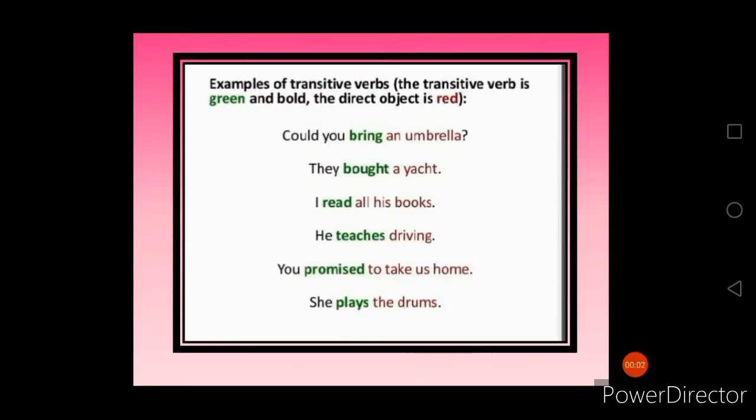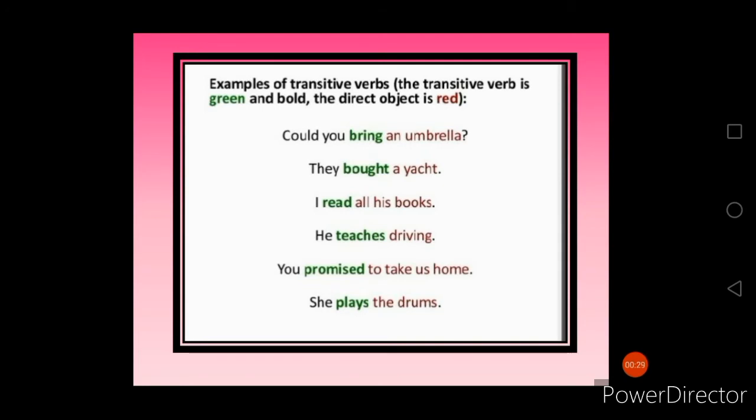So remember students, if there is an object after the verb, that is called as a transitive verb, and if there is no object and have any adverb or adjunct, that is called as a intransitive verb. Okay students, here I have listed some of the examples for transitive verbs, and in this examples the transitive verbs are highlighted in green color and the direct objects are highlighted in red color. Okay students, let's we see the example.